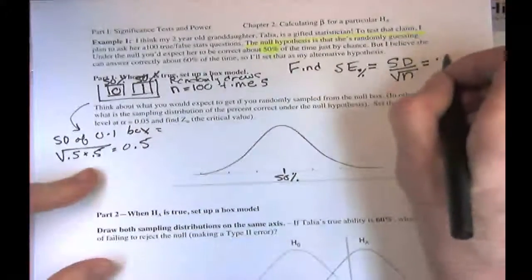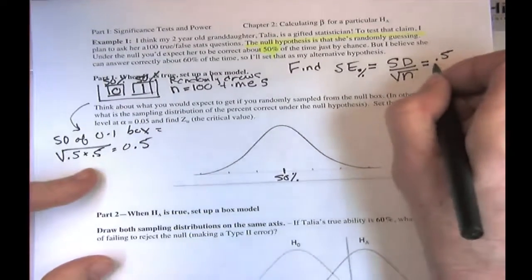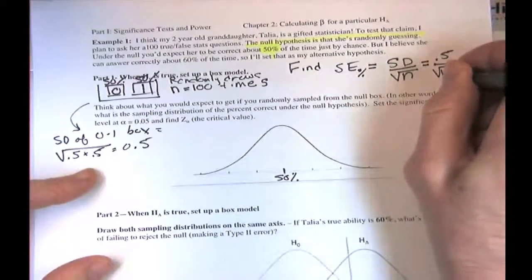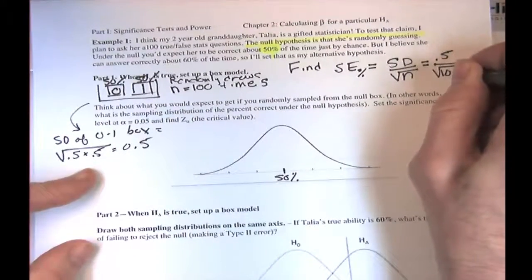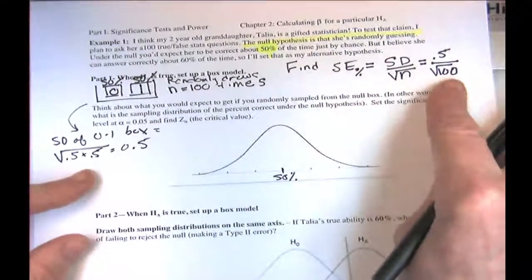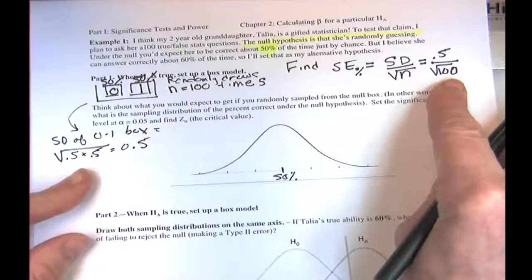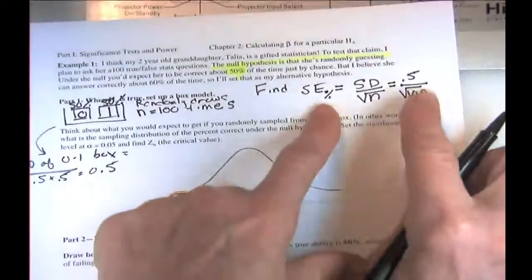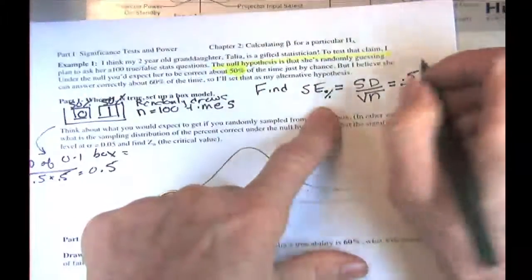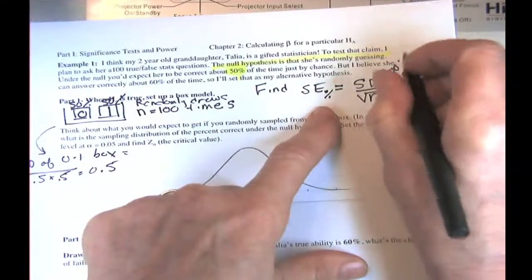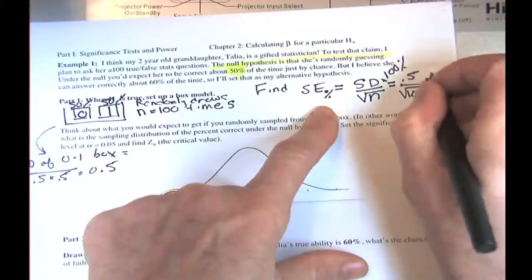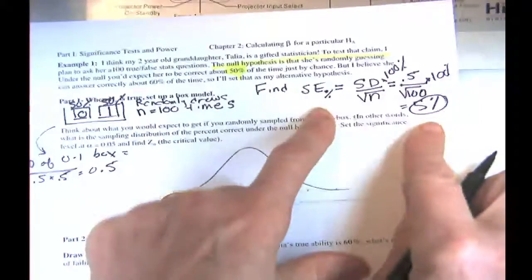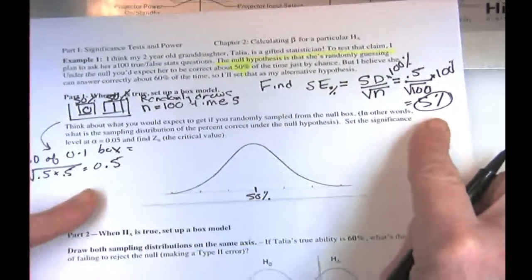So we got 0.5, and then we divide by the square root of 100 right here. And that would give us 0.05, but we want a percent. We want to change that to a percent. So we're just going to multiply by 100 because it's a percent. So that's times 100, and we get 5%. So that's the standard error, okay?